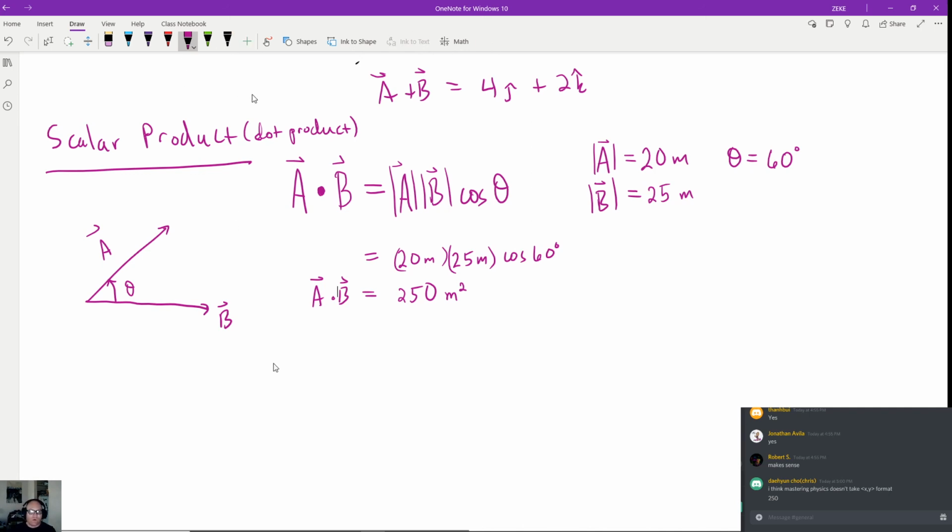Now, if you think about what you're doing here, there are a couple of different ways to think about it. One way is like this: if I make a right triangle here, then this little side of my triangle, which is basically a projection of vector A onto vector B, is A cosine theta. I don't know if that helps you see why we use the cosine. But B times A cos theta is what we get out of this. Yeah, that's the scalar product. That's one way to do it.